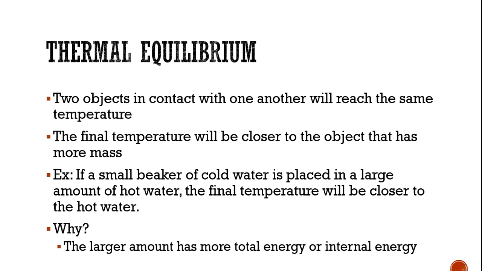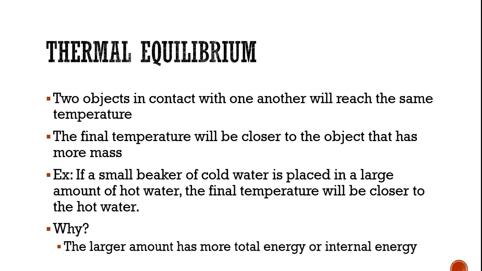So, thermal equilibrium. This is a big slide, so let's read the first bullet point. So it says, two objects in contact with each other will reach the same temperature. This is reaching thermal equilibrium. This is the little lab we did in class. The final temperature will be closer to that of the object that has more mass.